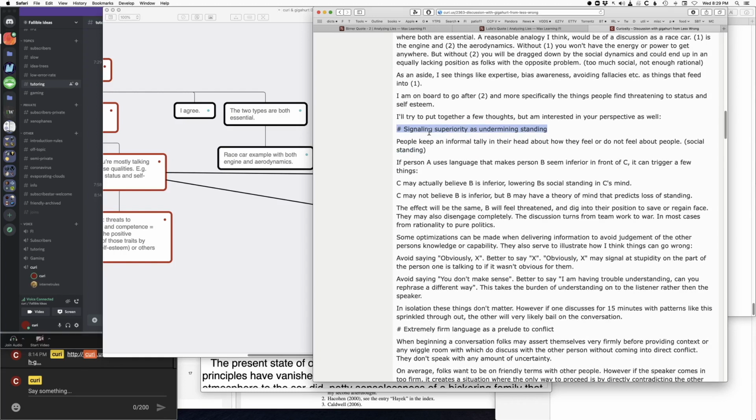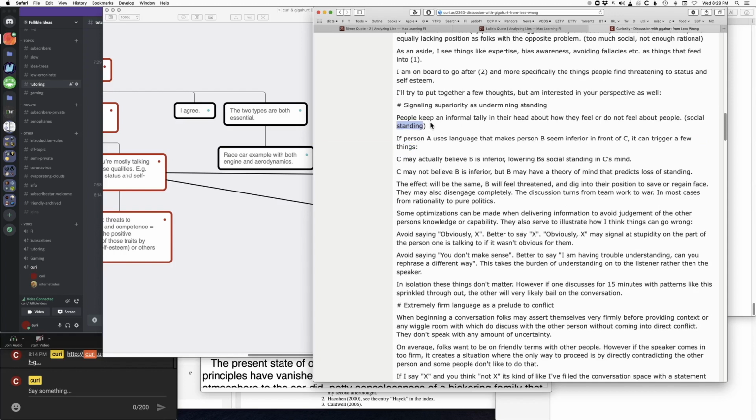Okay, so let's see what Gigahurt says. People keep an informal tally in their head about how they feel or do not feel about people, which he calls social standing. I would call it social status, but it means the same thing. Okay, so it looks like he's gonna build up an argument, so I'm gonna read ahead a bit.